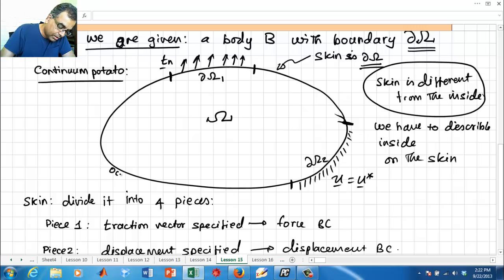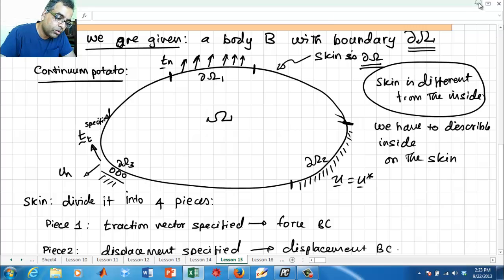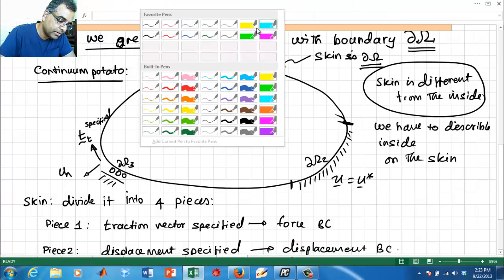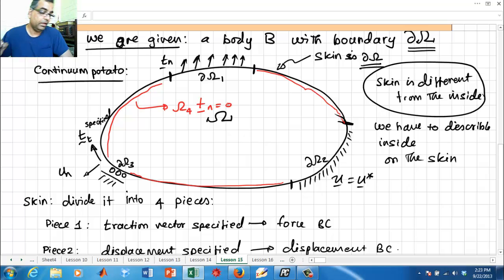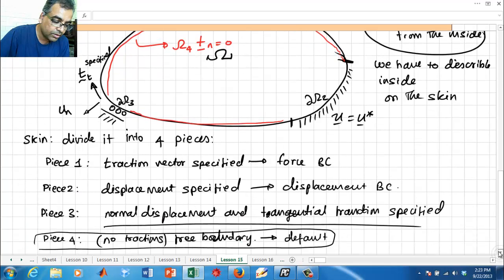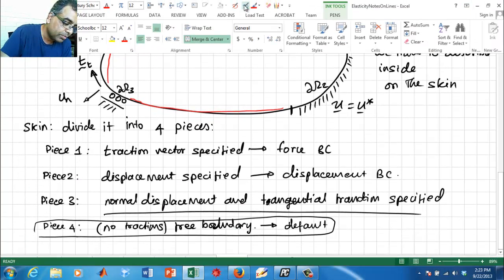Dou omega 3 is represented with rollers. So this tells me that un is specified, tangential traction specified, and the rest of the stuff, this is dou omega 3, and the rest of the stuff is partial omega 4. Please remember, traction equal to 0 does not mean stress equal to 0. It just means certain components of the stresses are 0. So please remember that.